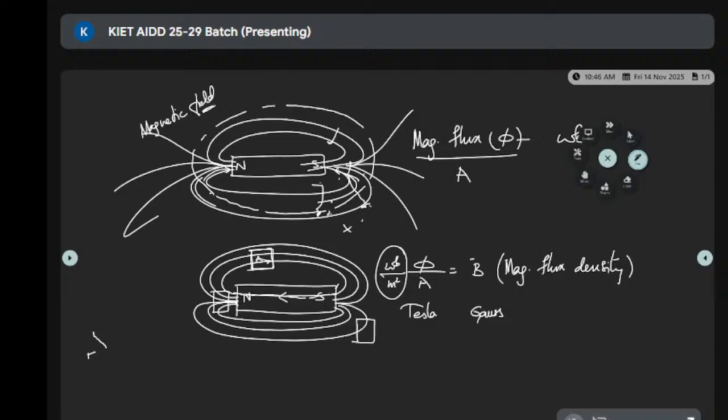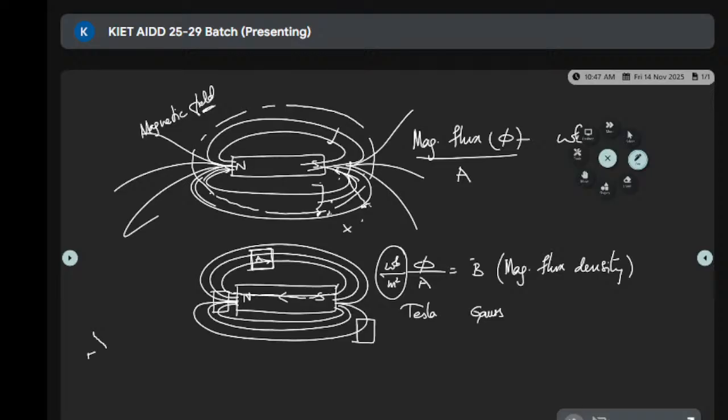What is Weber? Unit of magnetic flux. What is magnetic flux? Magnetic flux is the magnetic lines of force. Where do we see these magnetic lines of force? In the magnetic field. What is a magnetic field? The space around the magnet where its influence is present. Are magnetic lines of force real? No, they are imaginary. They travel from north pole to south pole outside the magnet, and inside the magnet they travel from south to north.